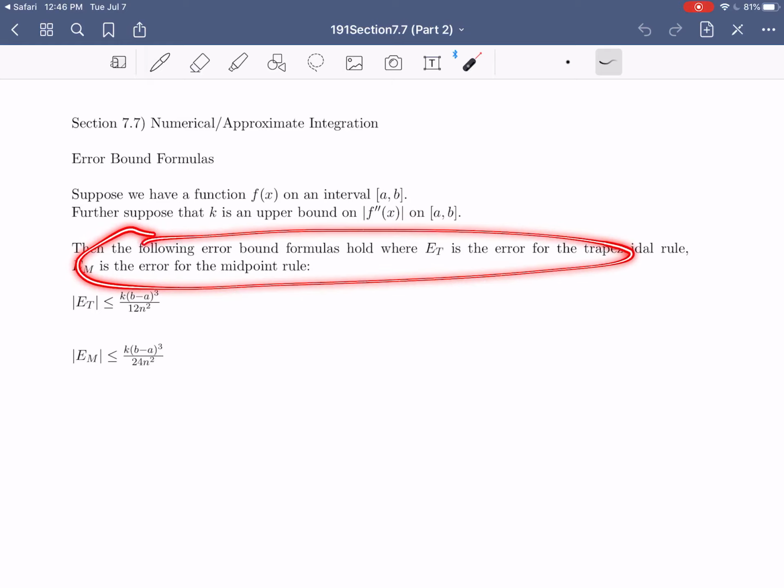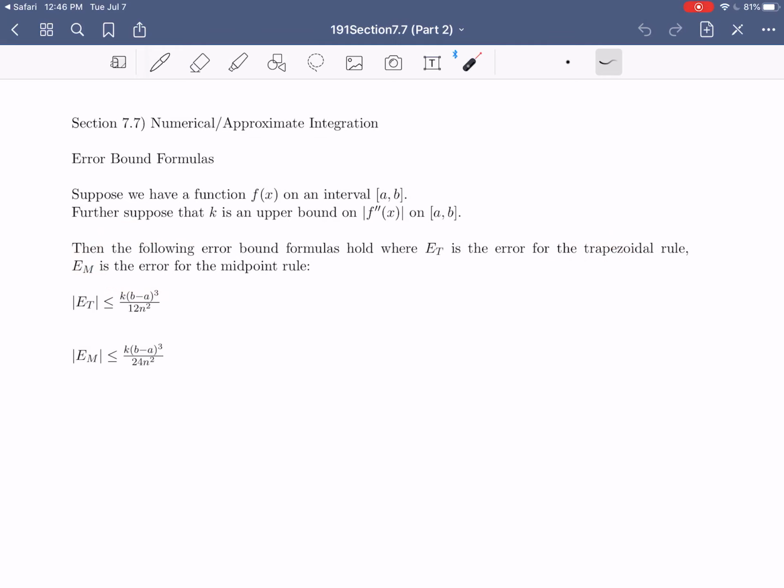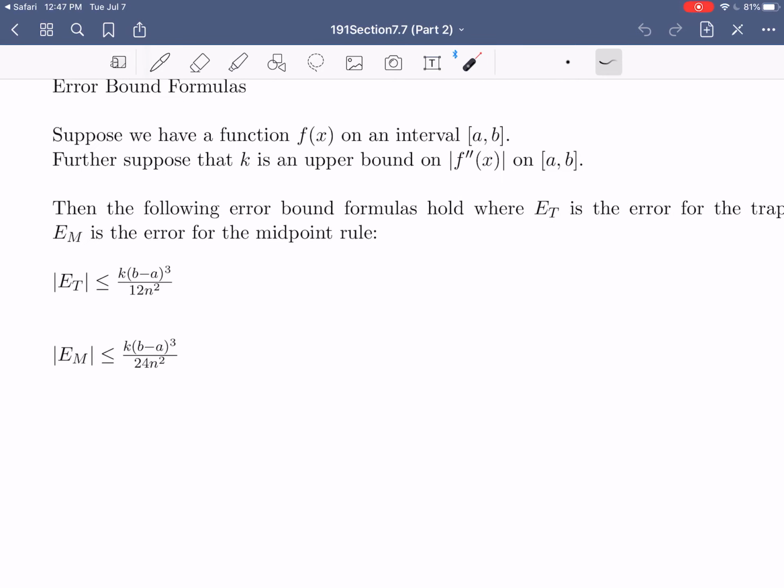Then we get these following error-bound formulas, where E sub t is going to be our notation for the error for the trapezoidal rule, and E sub m is the notation for the error coming from the midpoint rule. So these formulas say that the absolute value of the error in the trapezoidal rule has to be less than or equal to k times (b minus a) cubed over 12n squared, and the absolute value of the error coming from the midpoint rule has to be less than or equal to k times (b minus a) cubed over 24n squared. So in a couple moments, we'll get into some examples of actually using these, but I want to investigate these formulas a little bit more.